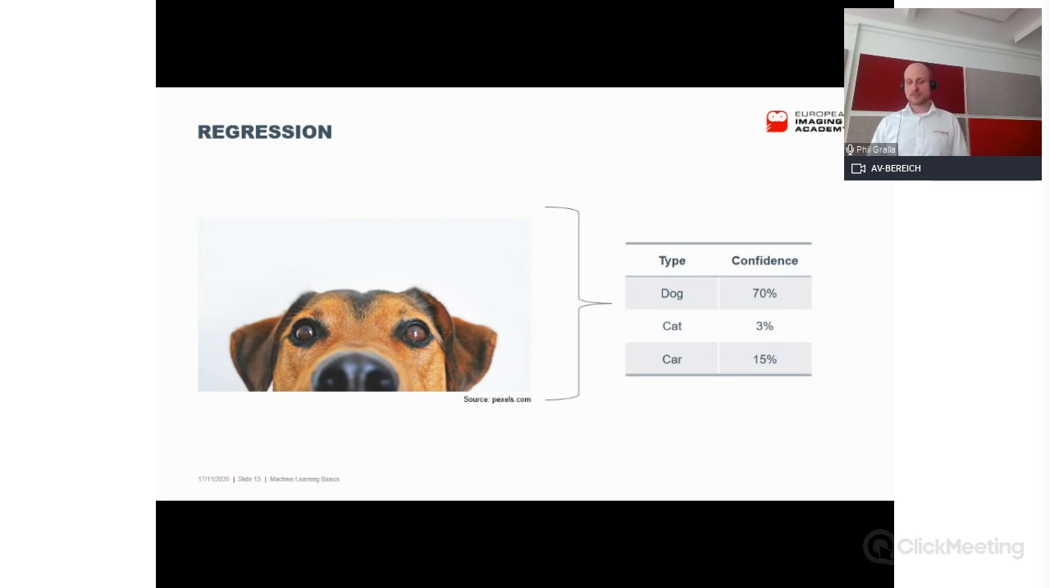And you can take this as the regression, or you can now make a decision based on this regression. So say, well, dog is obviously most likely, so it must be a dog. And then I can also do a classification again. So these two are linked with each other and sometimes also interchangeable.